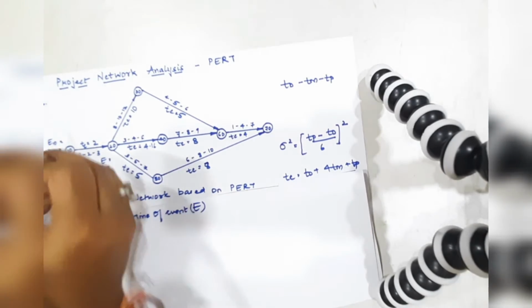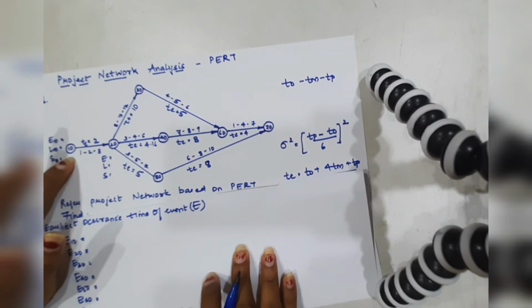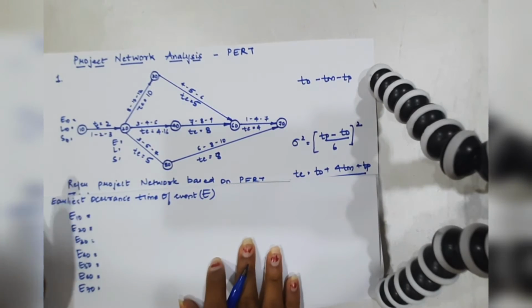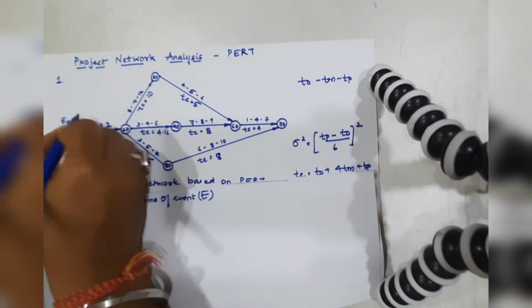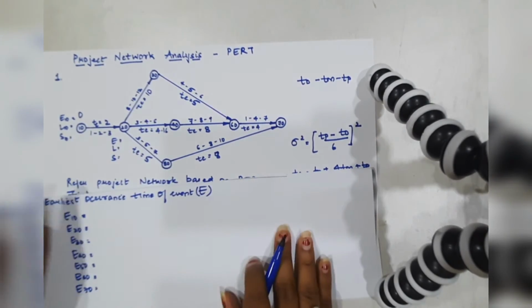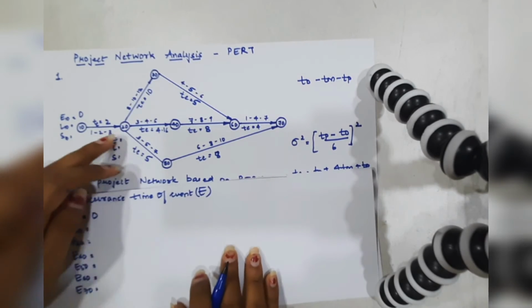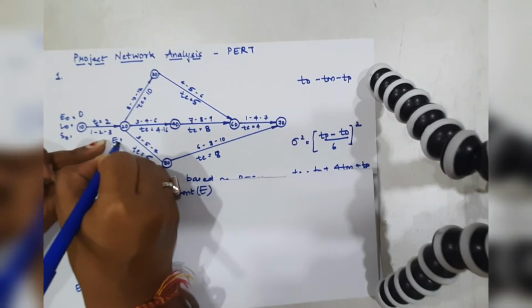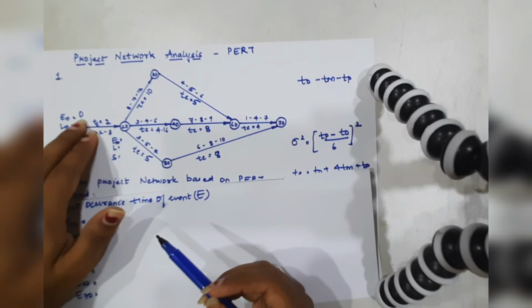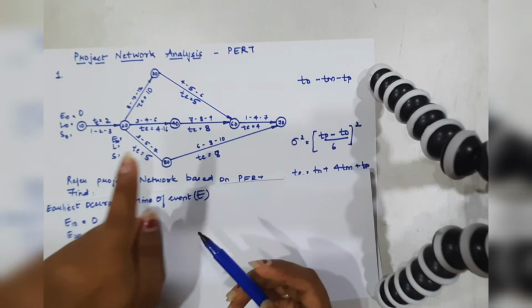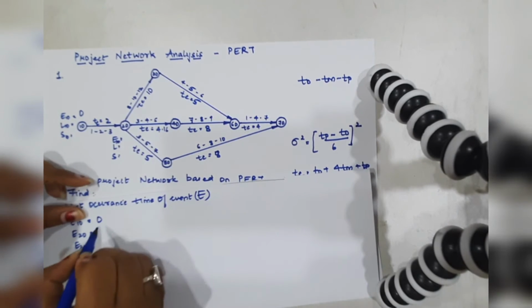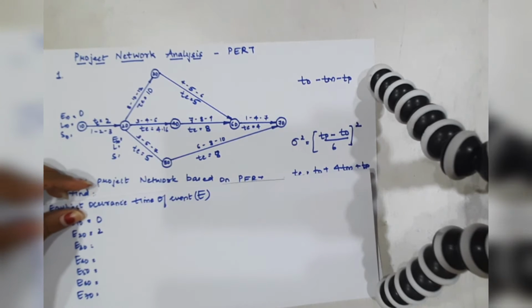Okay, so the first event is always given as 0 time. So here it would be 0. Now next we will go for E20. It would be nothing but 0 plus 2, as there is only one arrow which is pointing towards 20, so it would be simply 2.